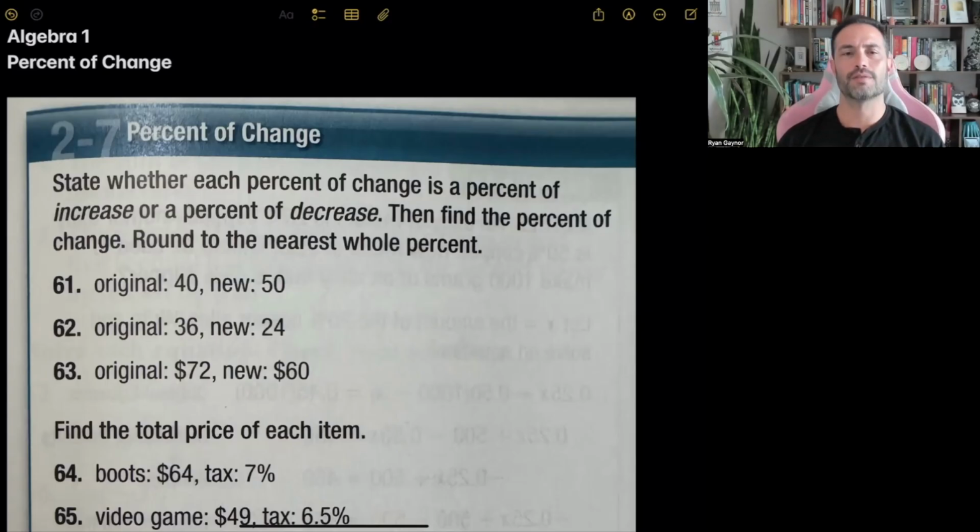So today we have percent of change. State whether each percent of change is a percent of increase or a percent of decrease. Then find the percent of change. Round to the nearest whole percent. All right, now we're only going to work on the even numbers. So here we go.